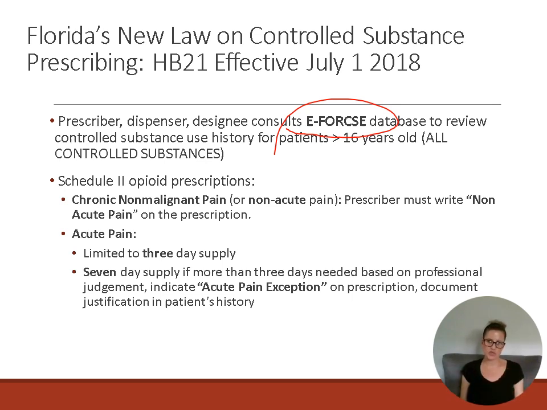So now when you prescribe a controlled substance, you're supposed to eForce the patient. And that tells you all the scripts they're getting. And then you enter the script in so everybody is aware of what they're getting from everyone. This is very important. It prevents doctor shopping, going to all different doctors. There are also more stringent rules for Schedule II opioid medications.